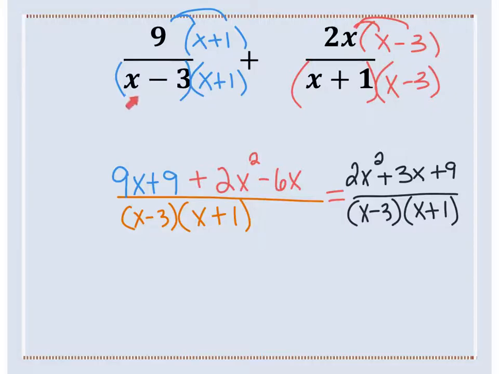So take your original denominators and set them each equal to 0. So if x minus 3 equals 0, then x cannot equal positive 3 because you add 3 to both sides. On this one, if x plus 1 equals 0, subtract 1 from both sides. x cannot equal negative 1.